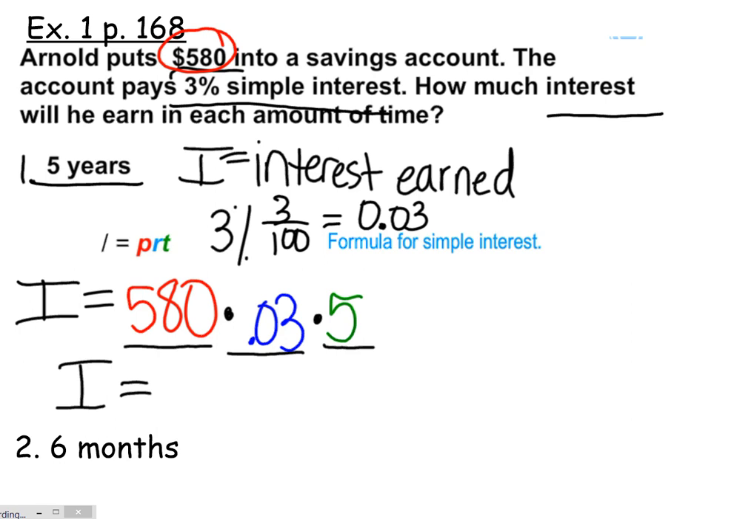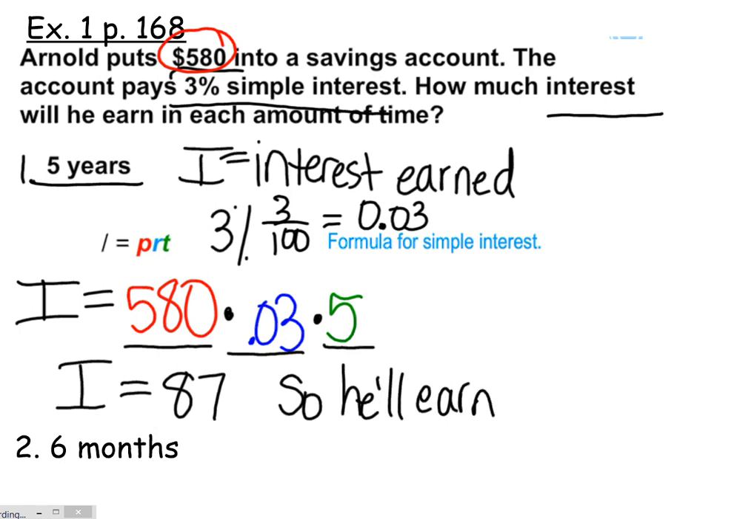Go ahead and calculate that. When you're done, you should get 87. So he will earn $87 in interest after 5 years of keeping his money in the bank. Now let's check example 2 on this same page.